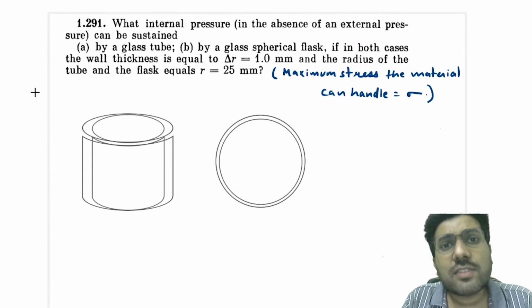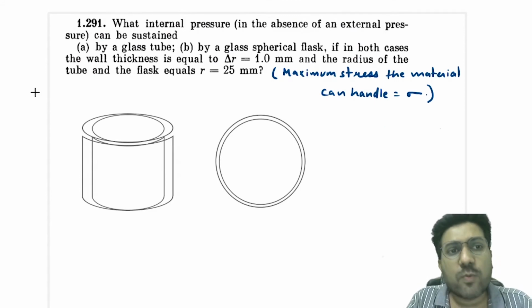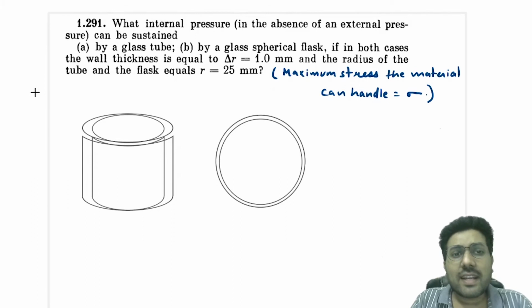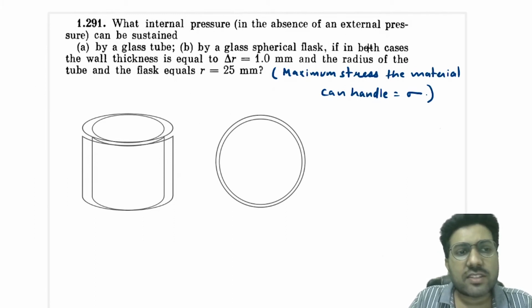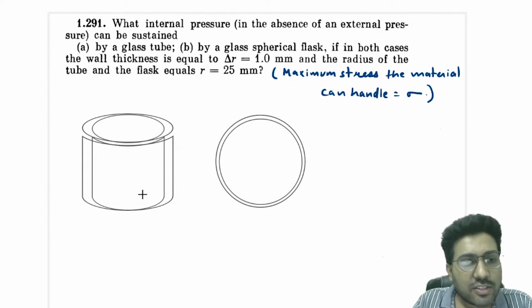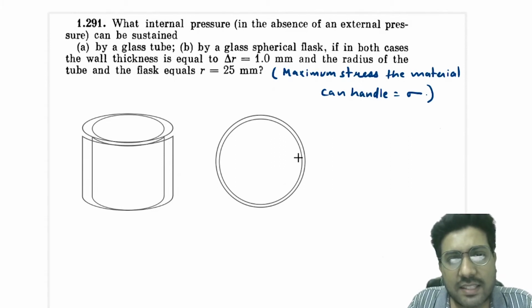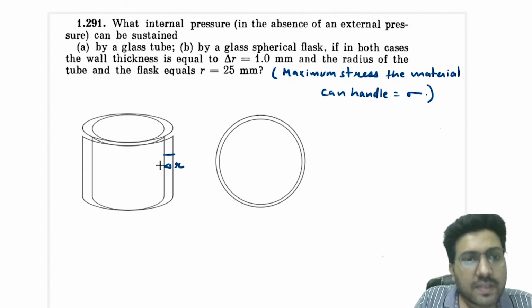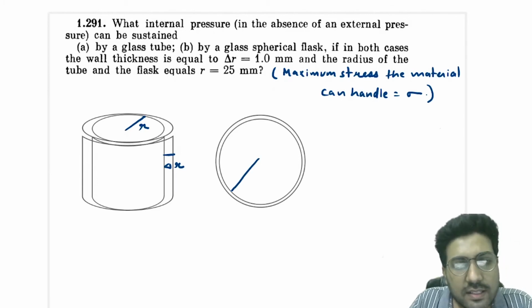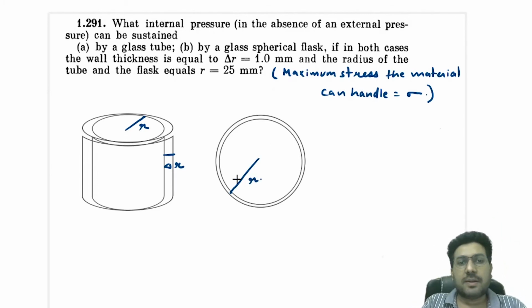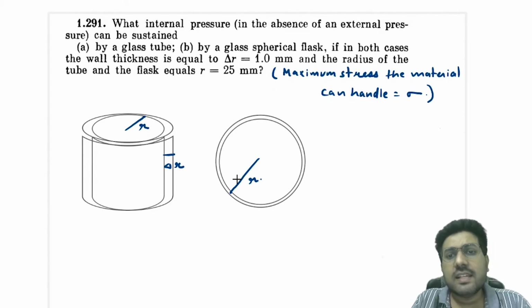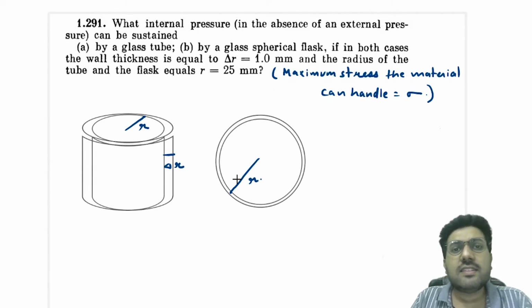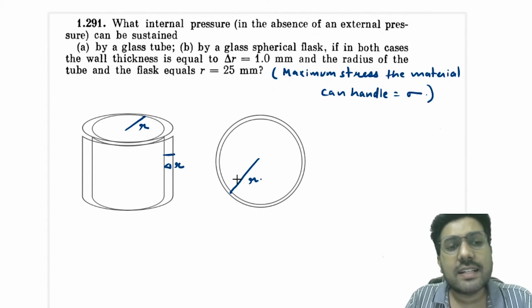Okay. Now let us do a problem from IE Irodov 1.291. What internal pressure, in the absence of an external pressure, that means there is no external pressure, can be sustained by a glass tube and by a spherical glass flask if in both cases the wall thickness is delta r, and the radius of the tube and the flask is equal to r. The maximum stress that the material can handle is sigma b. That means sigma b is the breaking stress.